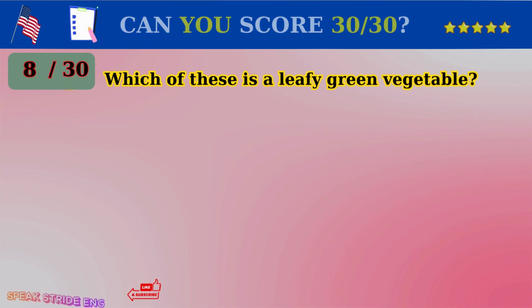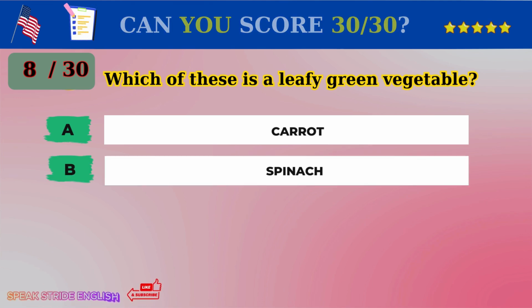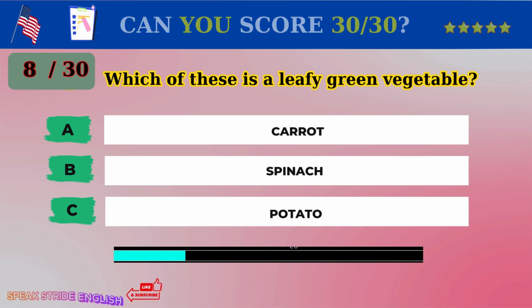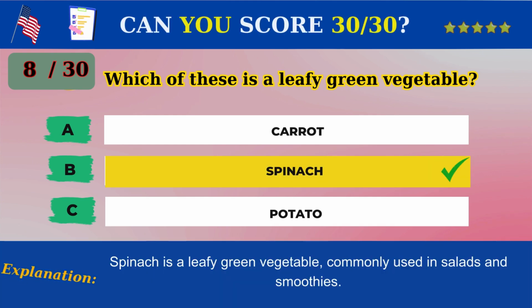Which of these is a leafy green vegetable? A. Carrot. B. Spinach. C. Potato. Answer: spinach.